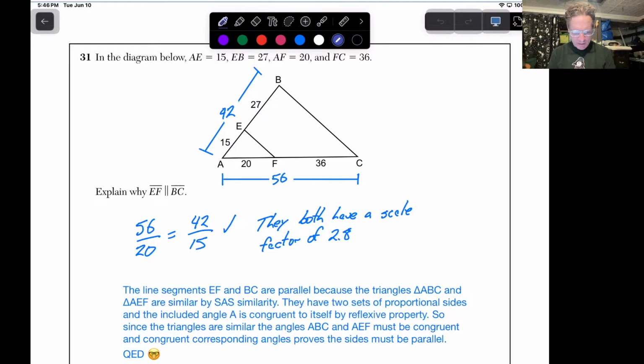So what I said is that the line segments EF and BC are parallel because the triangles ABC and AEF are similar by side angle side similarity, meaning they have two proportional sides and an included angle that's congruent to itself by the reflexive property. Since the triangles are similar, the angles ABC and AEF must be congruent, and therefore corresponding angles prove that the sides must be parallel.